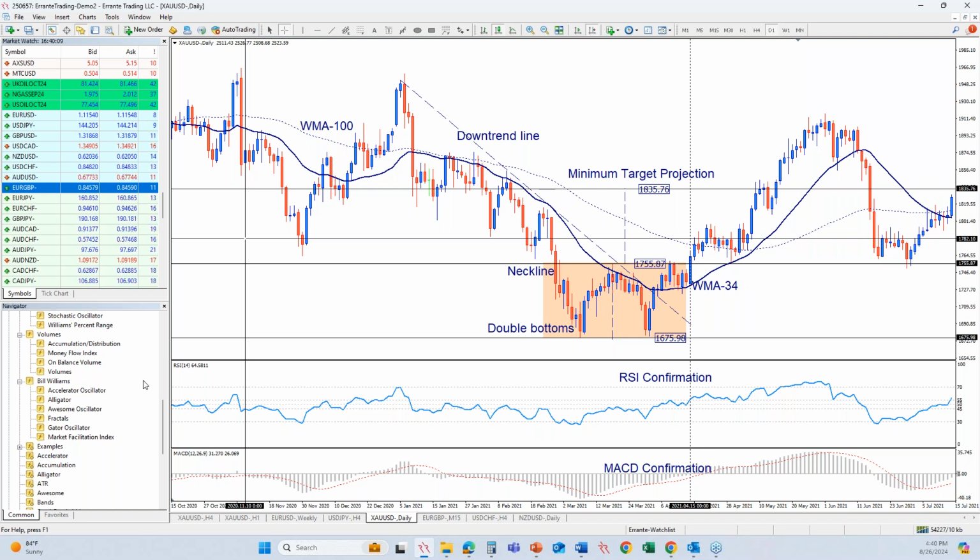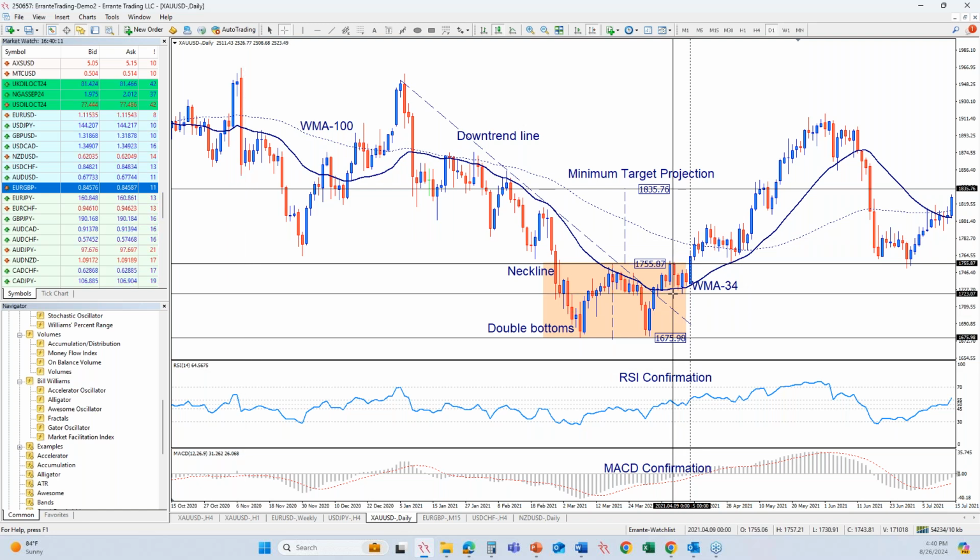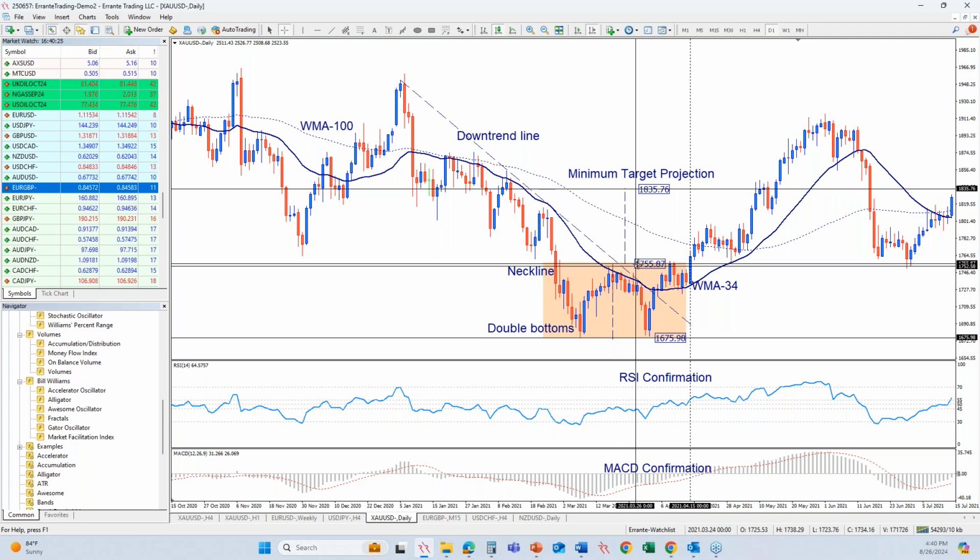And also we have the MACD confirmation. The MACD, or moving average convergence divergence, also confirms the bullish reversal for us. As the price breaks above the neckline, the MACD line crosses above the signal line and the histogram turns positive, further reinforcing the bullish outlook.